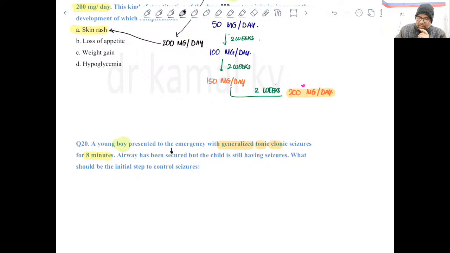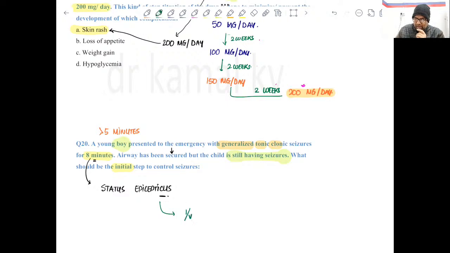Airway is open, but still the child is having seizures. Now what should be the initial step here to control seizures? Now if someone is having seizures for 8 minutes continuous, this is known as status epilepticus. Clear? So any value more than 5 minutes is status epilepticus, and we need to sedate the child.